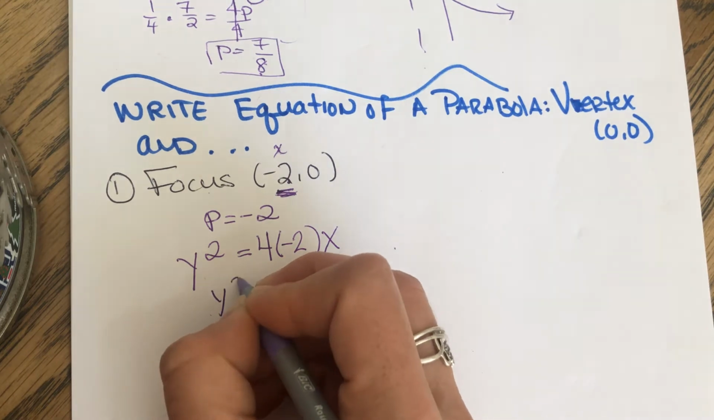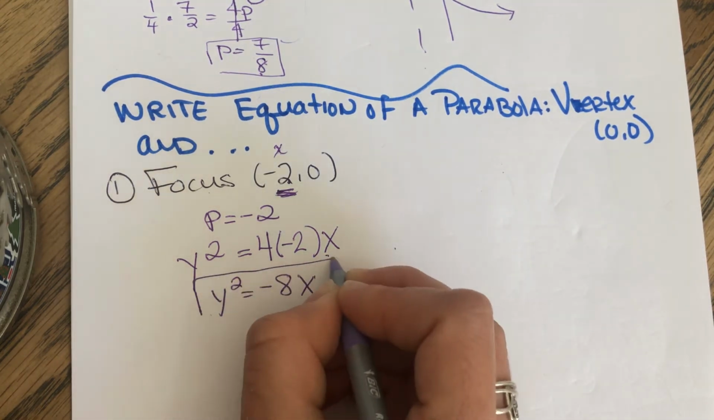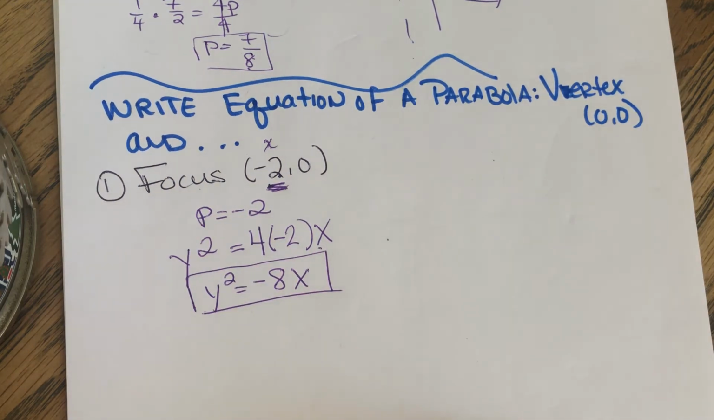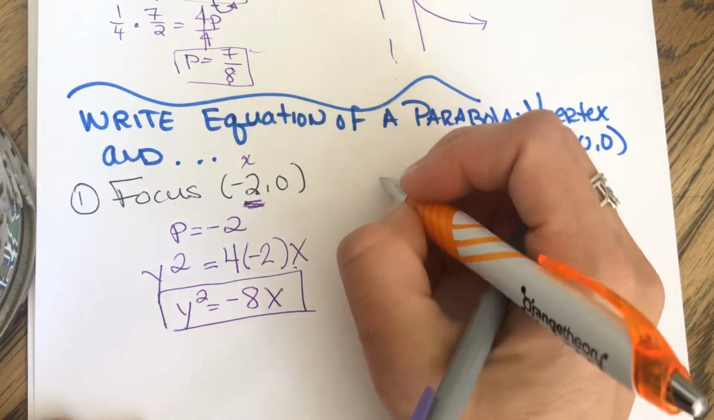So let's just calculate it. y squared equals negative 8x. And there you go. That's it. Okay, let's do another example.